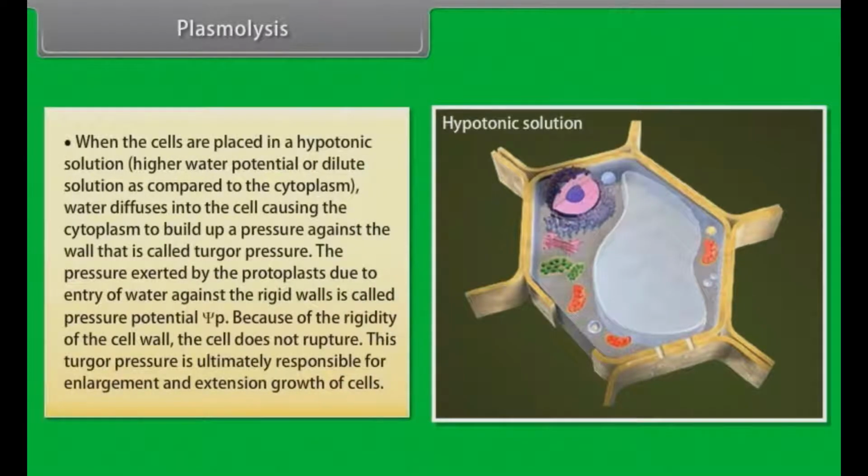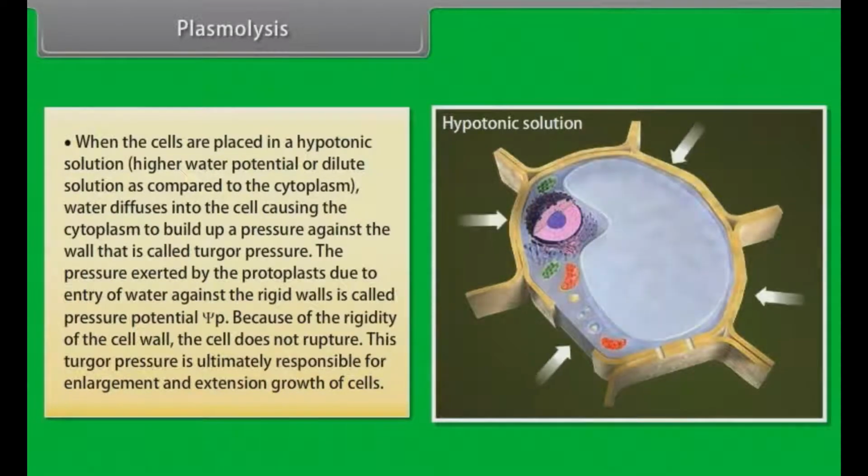When the cells are placed in a hypotonic solution, which means higher water potential, or a dilute solution as compared to the cytoplasm, water diffuses into the cell, causing the cytoplasm to build up a pressure against the wall that is called turgor pressure. The pressure exerted by the protoplasts due to entry of water against the rigid wall is called pressure potential. Because of the rigidity of the cell wall, the cell does not rupture. This turgor pressure is ultimately responsible for enlargement and extension growth of cells.